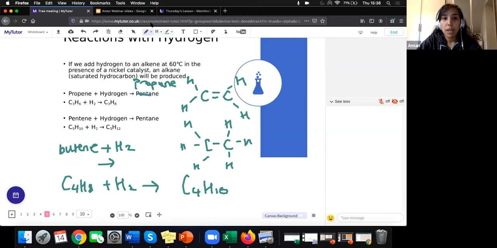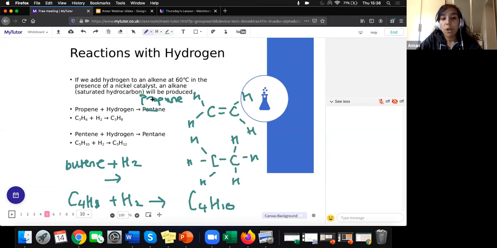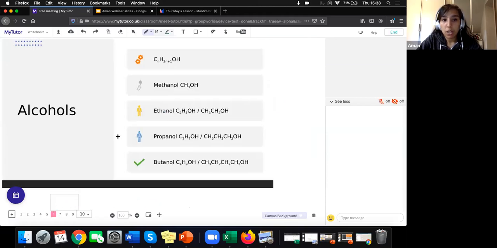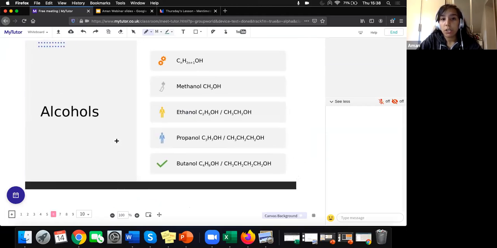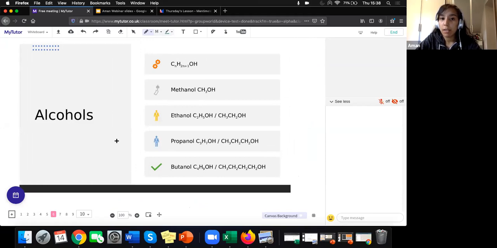Okay, so far we've looked at incomplete combustion, the reactions with halogens, and the reactions with hydrogen. Before we look at the next reaction, we're actually going to look at alcohols and just understand what an alcohol looks like. And you'll understand why I'm looking at alcohols first when we come to the next reaction.